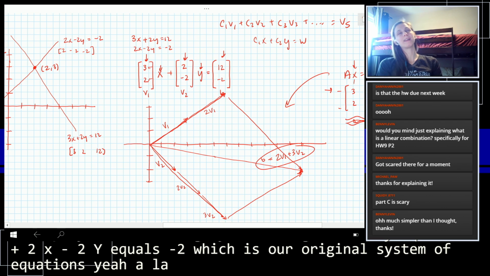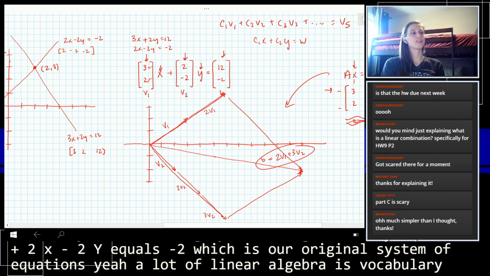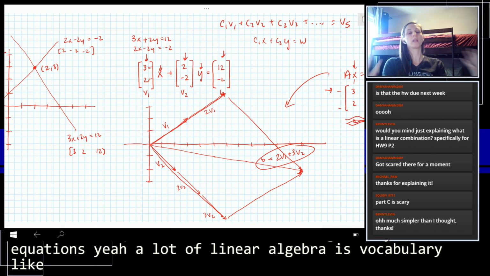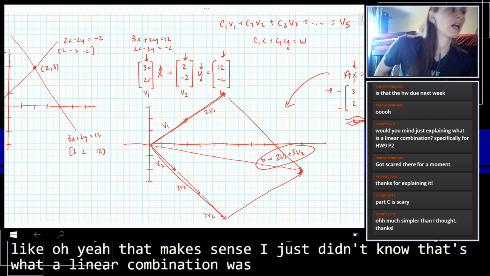A lot of linear algebra is vocabulary. Like, you're like, oh yeah, that makes sense. I just didn't know that's what a linear combination was. So a lot of it's just vocabulary.